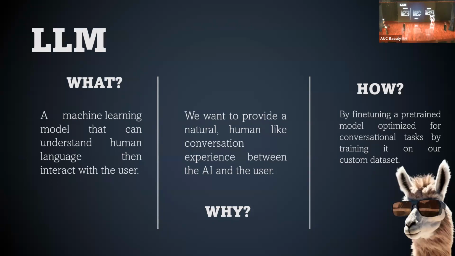So what is a large language model? A large language model is a machine learning model that understands the user sentences and the human language and is able to interact with it. Why do we need such a model? Because we want to have a human-like conversation between the AI and the user. So how did we do that? We did it by fine-tuning a pre-trained model already trained on conversational tasks and able to drive conversations with the user. And we trained it further on our own custom data set.